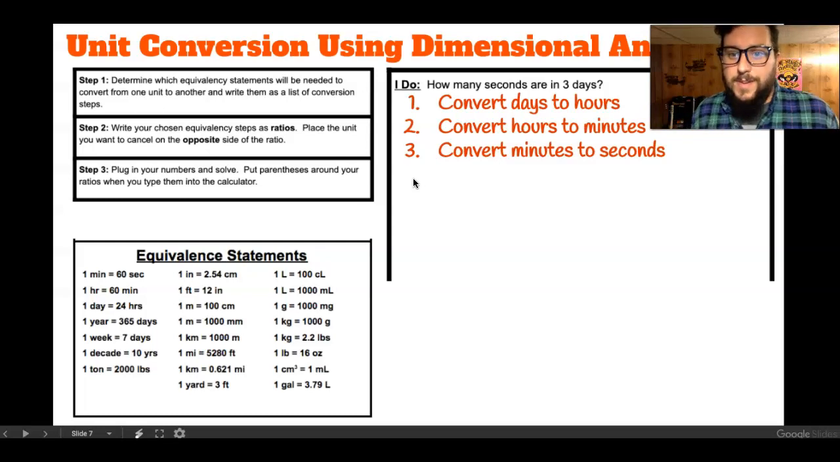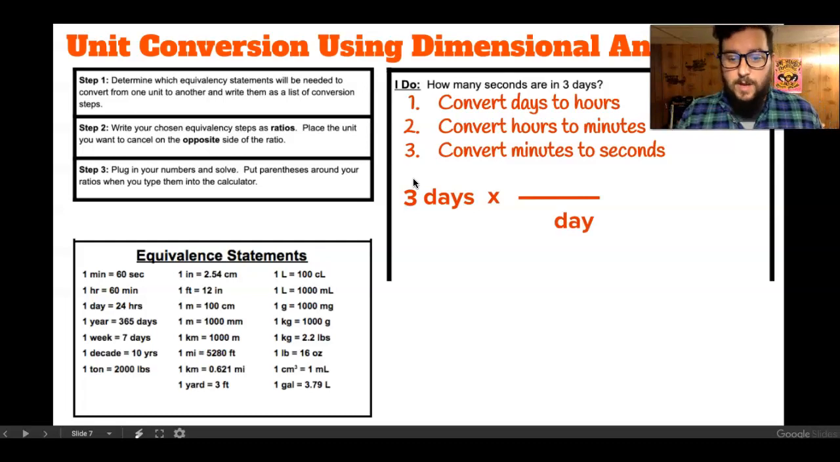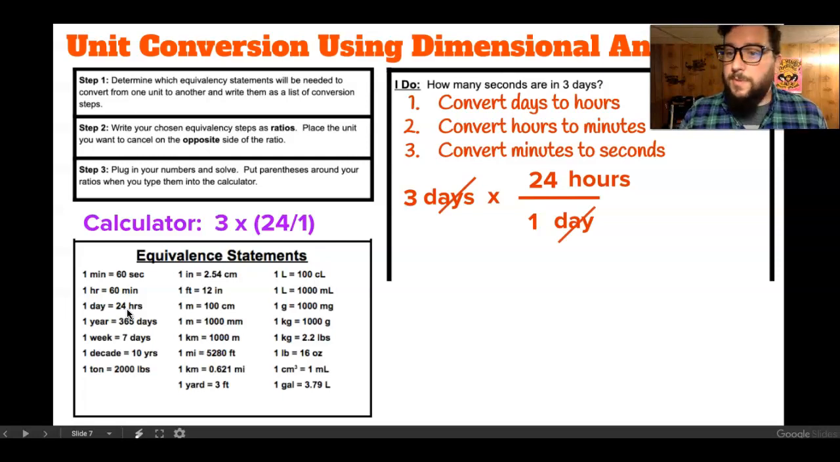So the first step is convert days to hours. So we have 3 days. That's what we're going to start with. We're going to do times and a line. And we want to put days on the bottom so that it cancels out. And we're converting those days to hours, so hours goes up top. Now we need some numbers. 1 day equals 24 hours. That equivalency statement gives us our numbers. We're going to cancel out the unit days and use our calculator to type 3 times parentheses 24 divided by 1. And hit enter, and we're going to find that that's 72 hours.